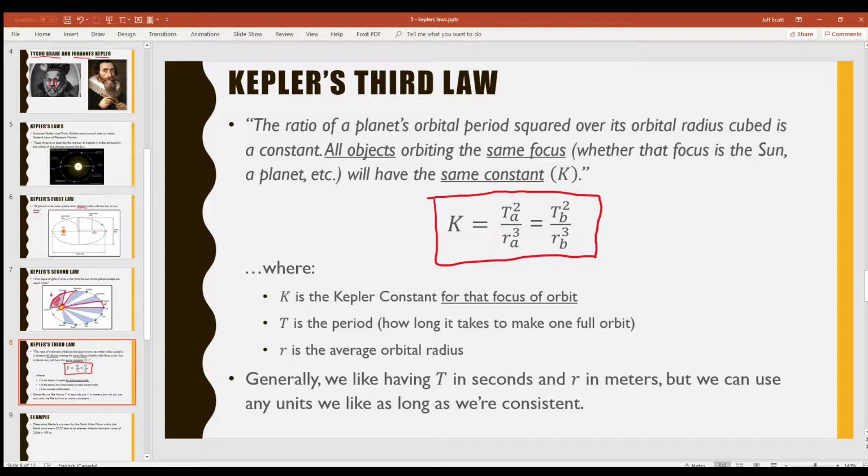Kepler's third law says the ratio of a planet's orbital period squared over its orbital radius cubed is a constant. All objects orbiting the same focus, whether that focus is the sun, a planet, etc., will have the same constant. And we'll call that constant a capital K.